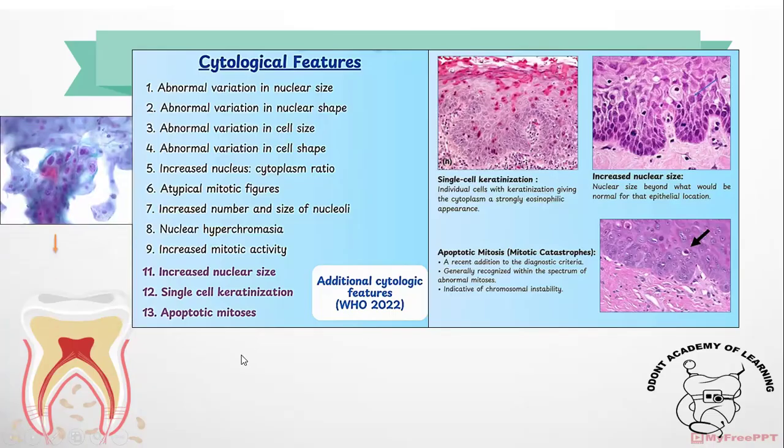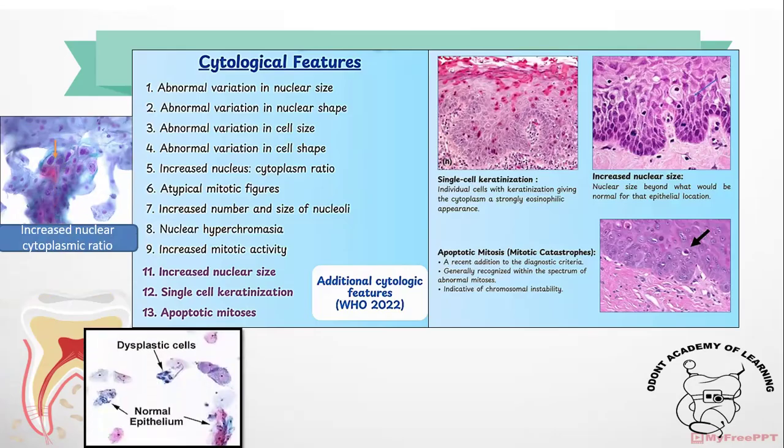So this is basically your increased nuclear cytoplasmic ratio. You can see that the nucleus is increasing in size, and when the nucleus is increasing in size, only a very small part of cytoplasm is left around the nucleus, which results in increased nuclear cytoplasmic ratio. This is basically your dysplastic cell.